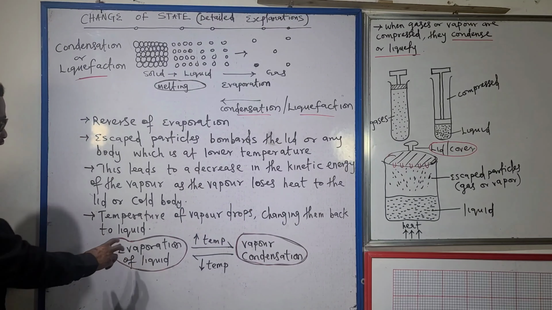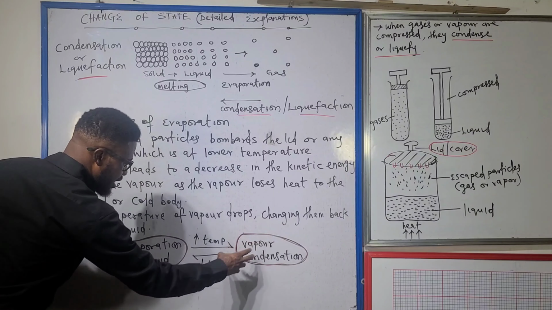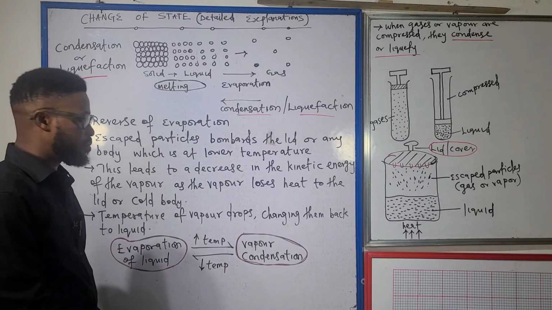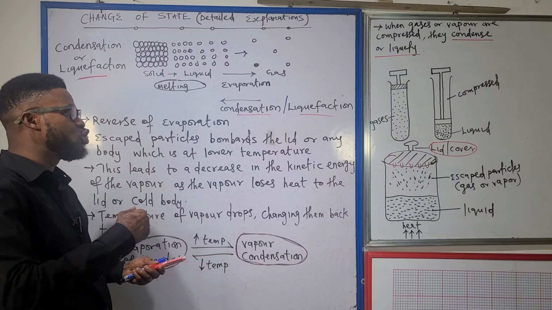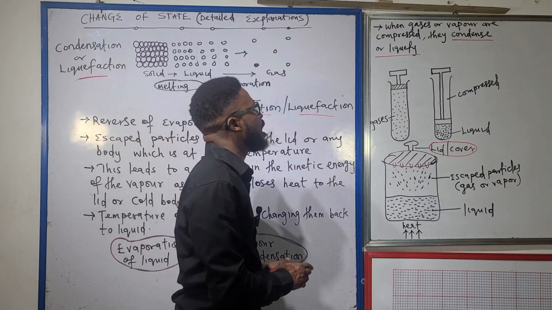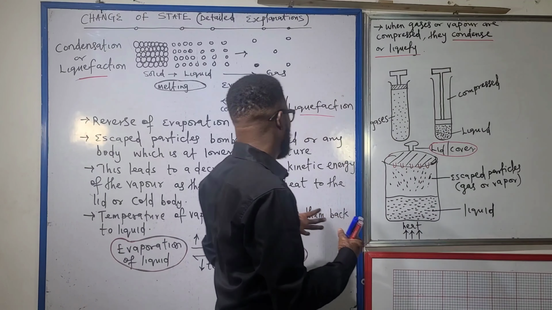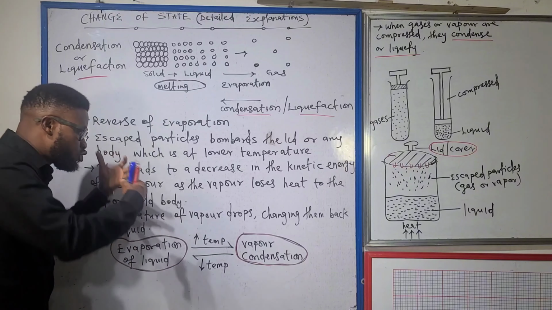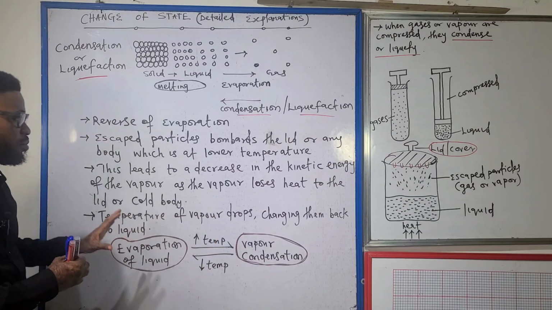This is it. Evaporation of liquid is a result of an increase in temperature. But when it comes to condensation of vapor, the temperature drops. Why? Because the high energy vapor is now losing heat to a much colder body. Also, when talking about gases or vapor, when you compress them, they condense or liquefy as well. It doesn't necessarily mean that it has to be when vapor loses heat to a much colder body.